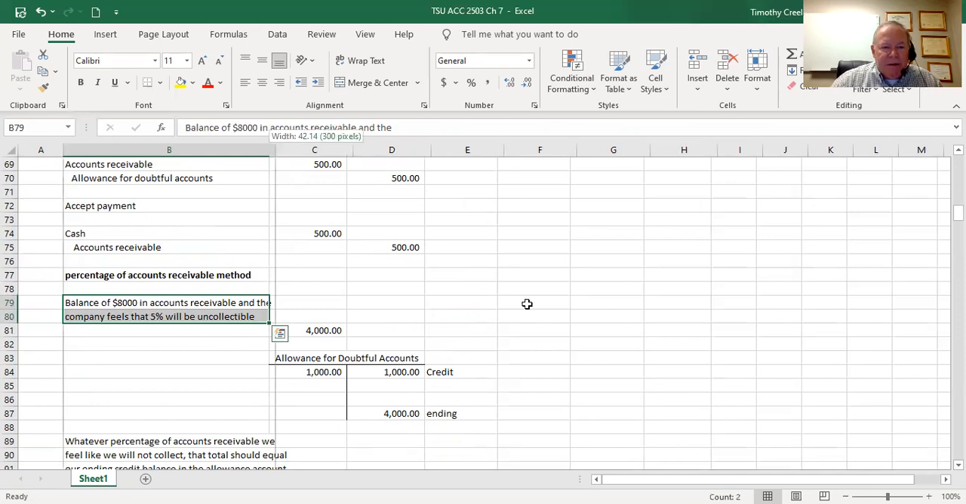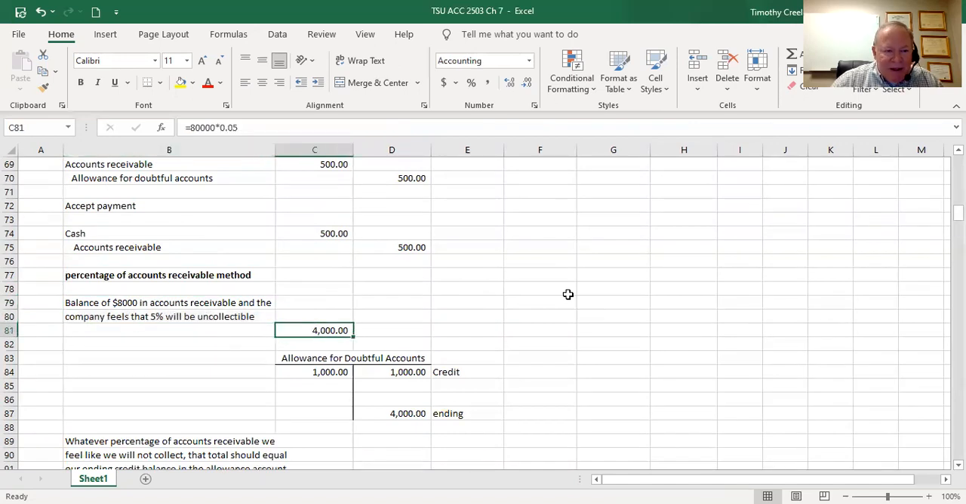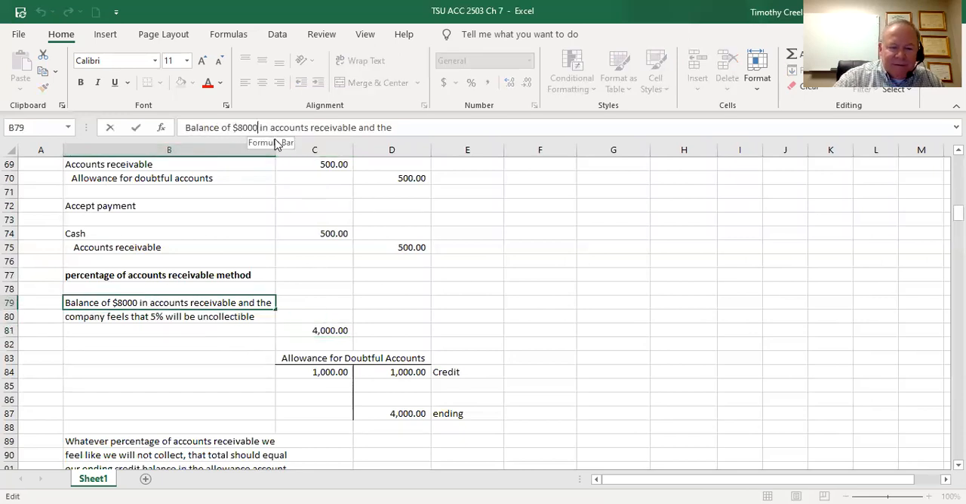Basically, let's say there's $8,000 in accounts receivable, and the company feels like 5% will be uncollectible. Then basically what we'd do is we'd take the 80,000, that should be, let's make this 80,000.